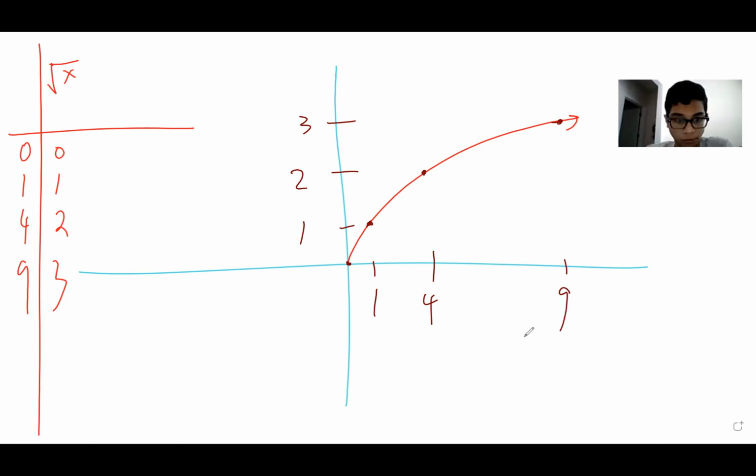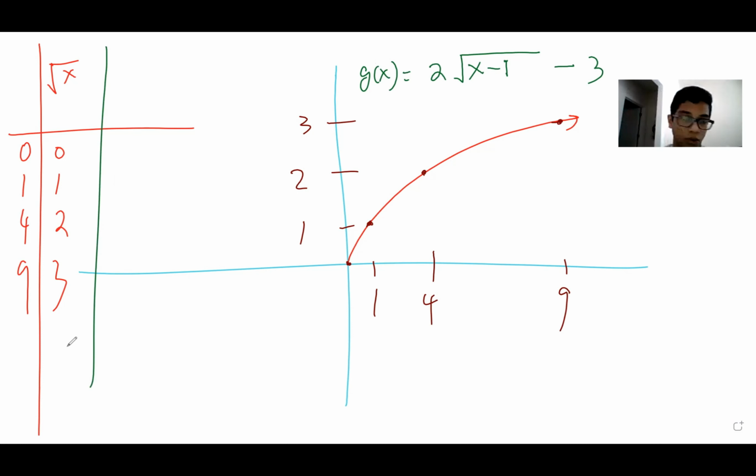Right. Now tell me, if I have a function whose equation is 2 times square root of x minus 1, and then minus 3, how will I sketch this? So basically, it's a vertical stretch by 2, and then you're going to your right by 1 and down 3. So you're just gonna shift it to the right 1, and then go down 3, and then stretch it by 2.